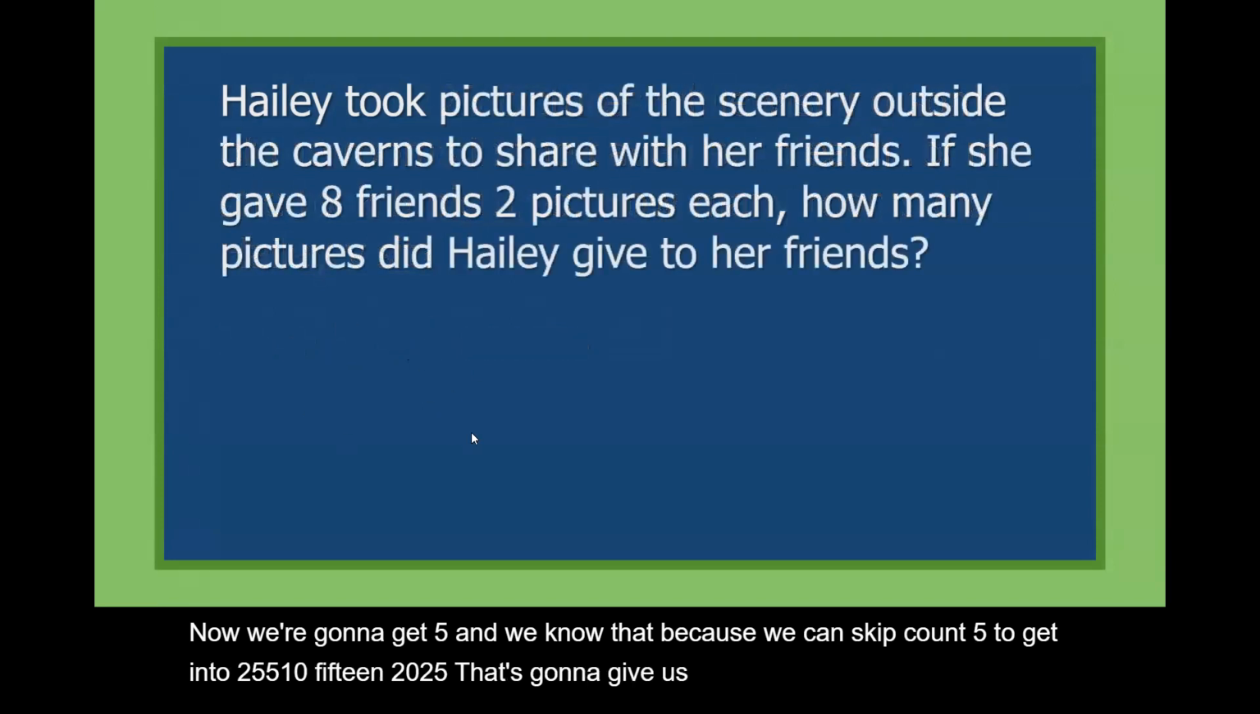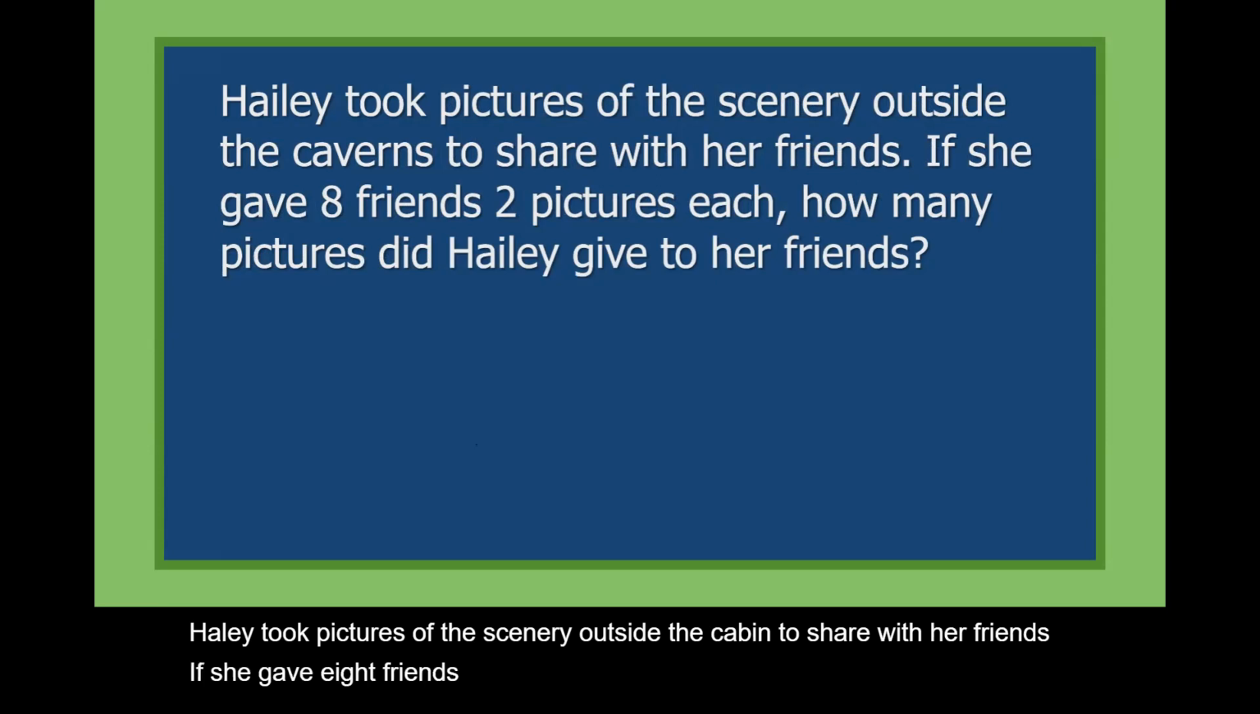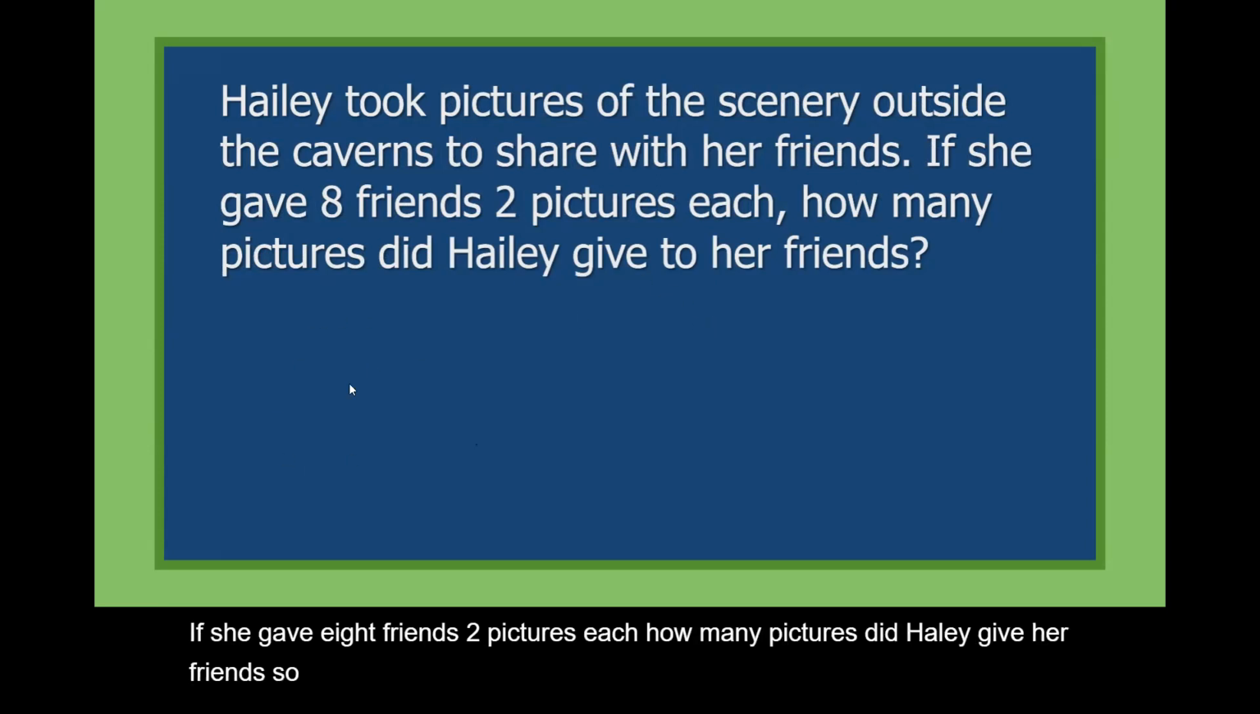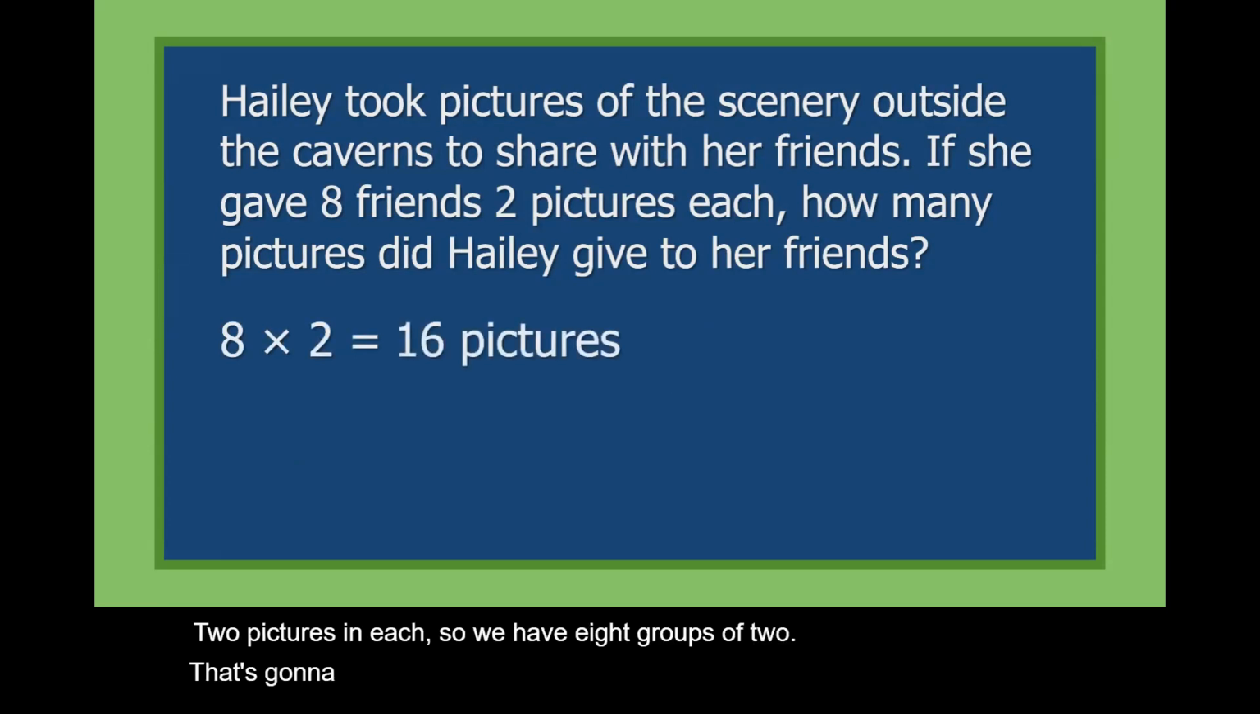All right. Haley took pictures of the scenery outside the caverns to share with her friends. If she gave 8 friends 2 pictures each, how many pictures did Haley give her friends? So 8 people, 2 pictures in each. So we have 8 groups of 2. That's going to be 16 pictures.